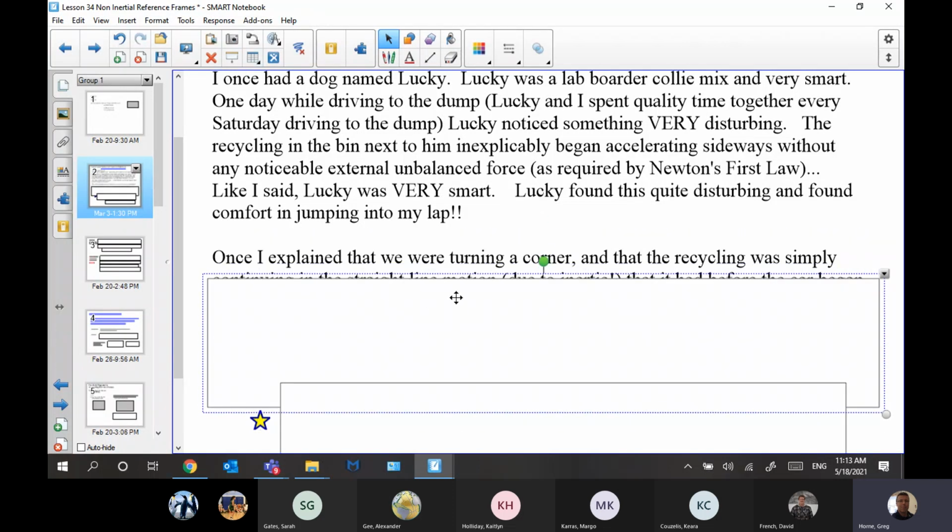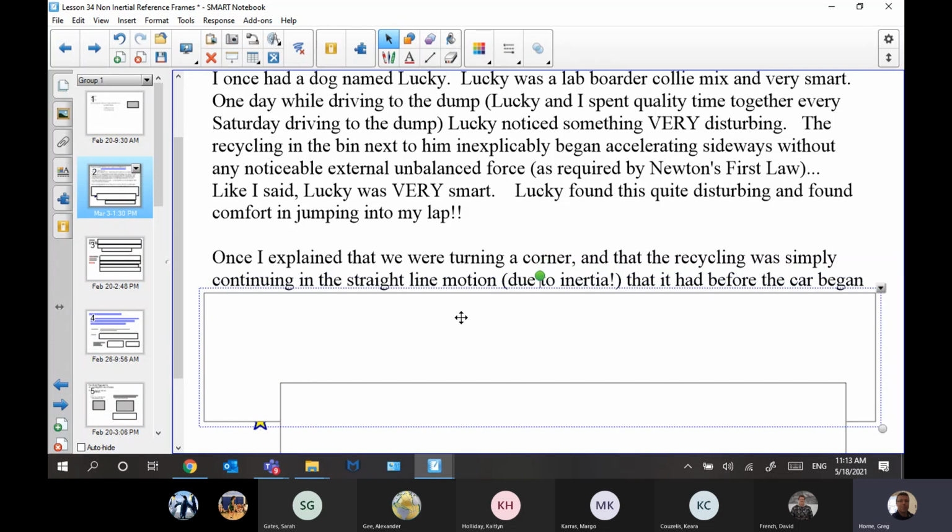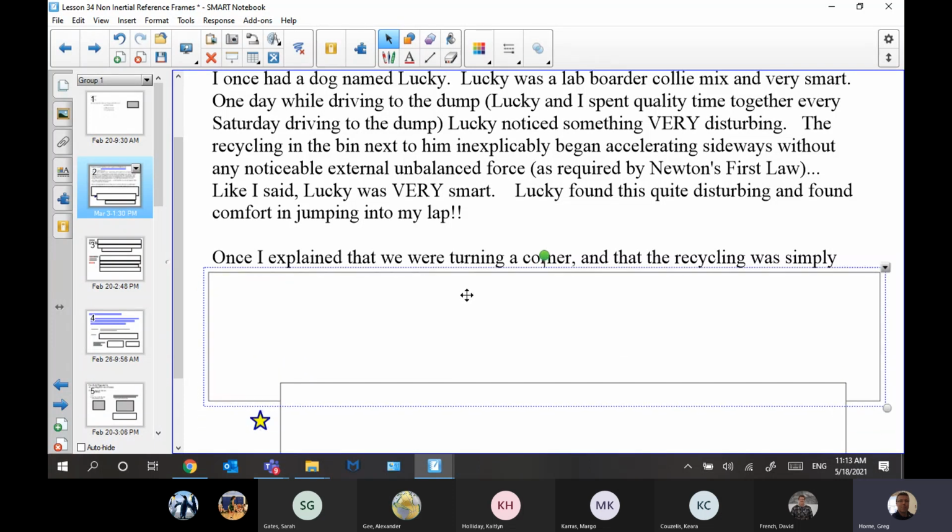So once I explained to Lucky that we were turning a corner and that the recycling was simply trying to do what? Did the recycling actually accelerate towards him in terms of the Earth reference frame? What happened was we were driving along, the car and the recycling and Lucky and me and everything was all driving along at whatever it was, 50 kilometers an hour.